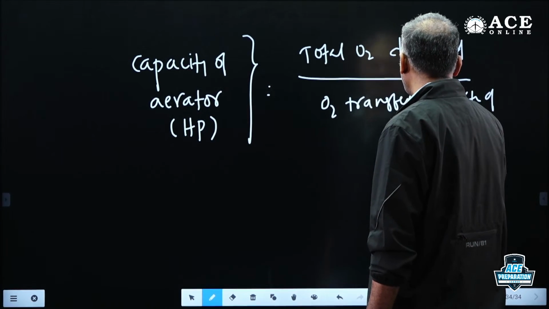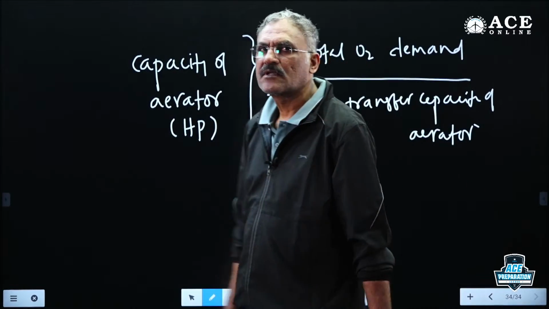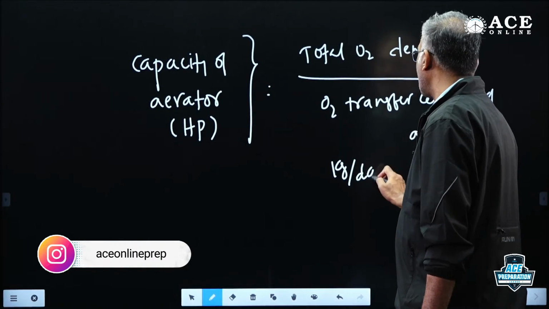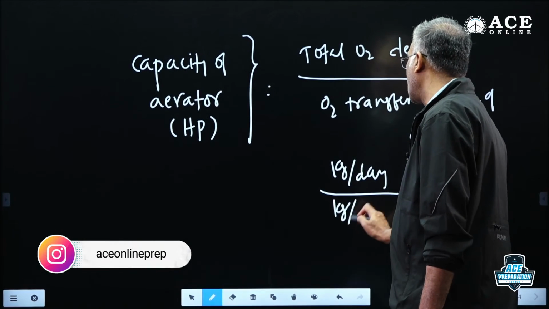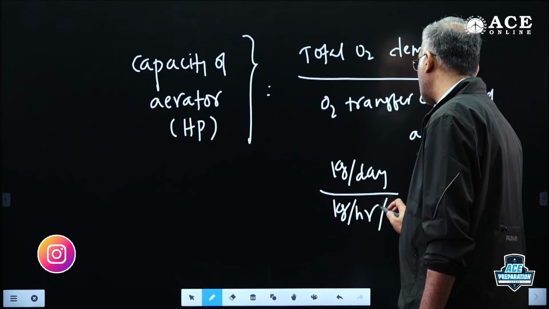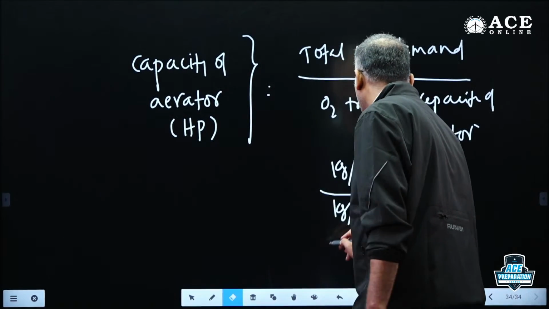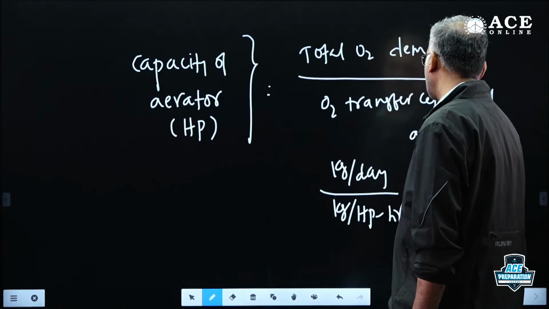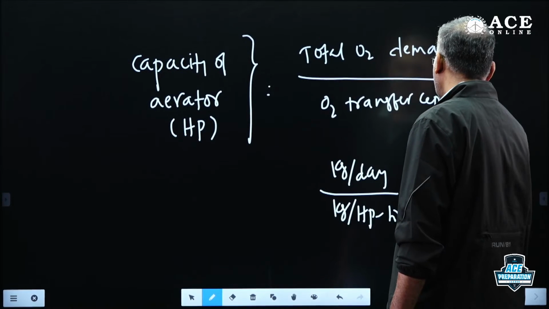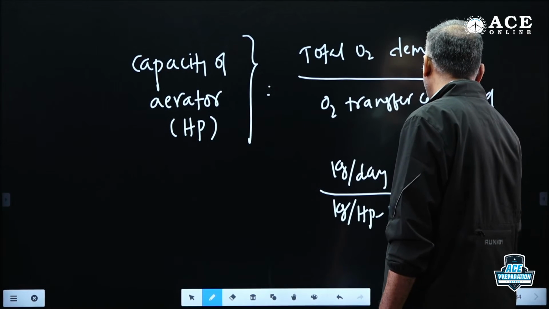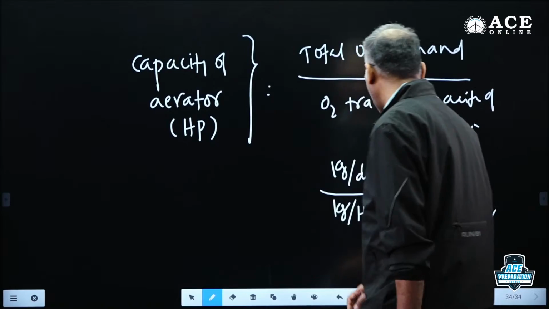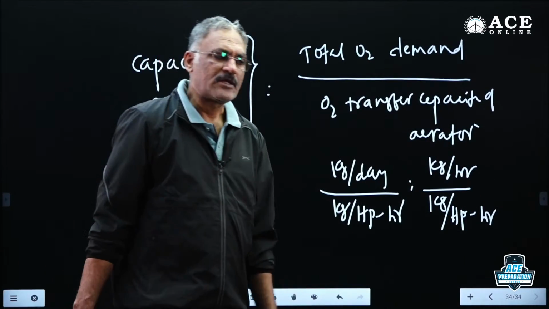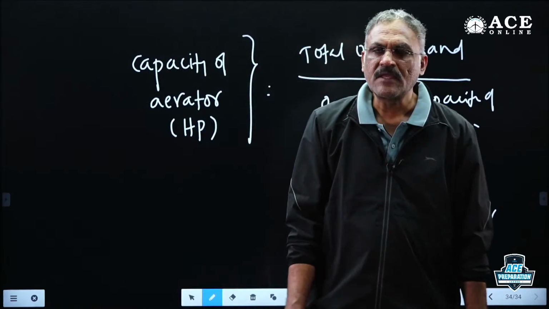Even in the question, if you see the units, you can find out. Oxygen demand is normally expressed in kilogram per day. Oxygen transfer capacity they will give in kilogram per HP hour or something like that. If you see the units, you can get the idea. So this kilogram per day you convert into kilogram per hour, and divide by kilogram per HP hour. So kilogram cancels out, hour cancels out, you are left with HP. This kind of question they can ask in the exam.